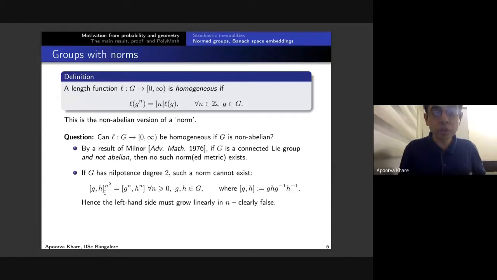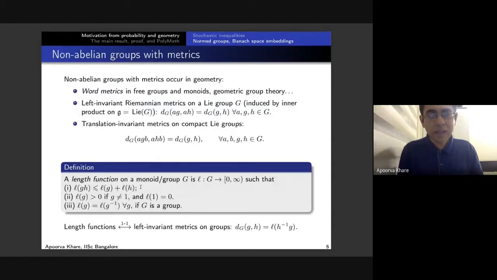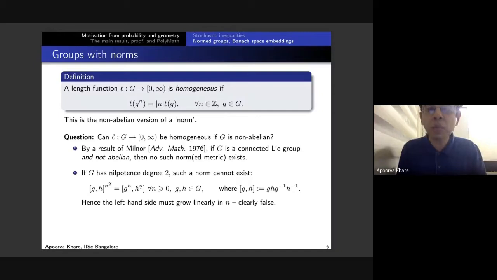The right hand side, whatever this is, you look at this, it's a word in G and H. G to the n, H to the n, G to the minus n, H to the minus n, right? So G inverse and H inverse. That's a word of length at most 4n. So the length of that, by this subadditivity property here, is bounded above by 4n times some constant. So it grows at most linearly.